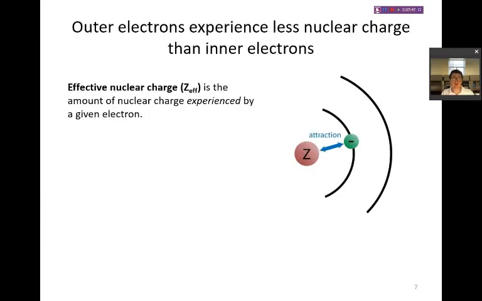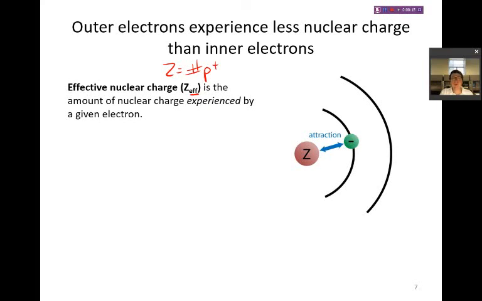Now, let's talk more about the effective nuclear charge. This is essentially the amount of nuclear charge that's experienced by a given electron. And so it's related to the number of protons. Remember, Z is equal to the number of protons in the nucleus. The Z effective is the perception of an electron of how many protons it feels are in the nucleus.